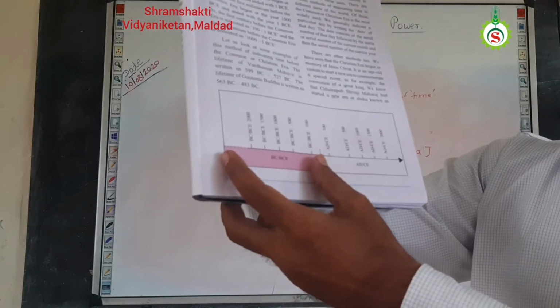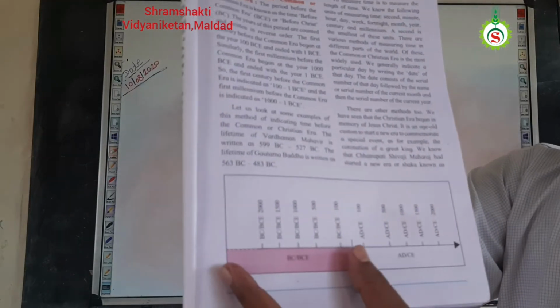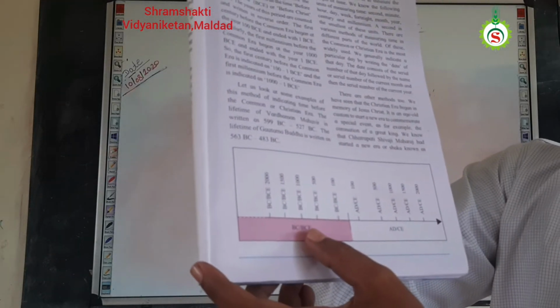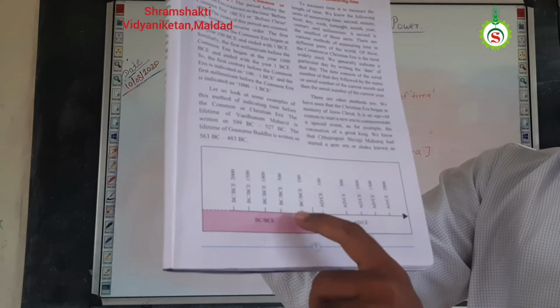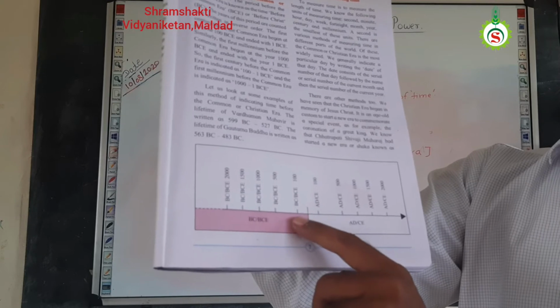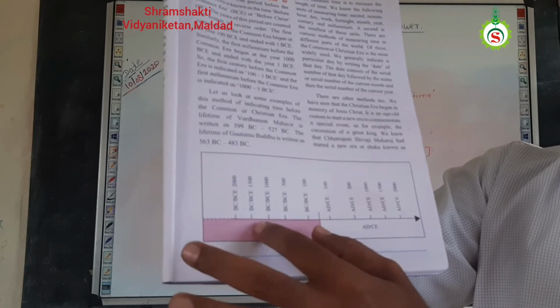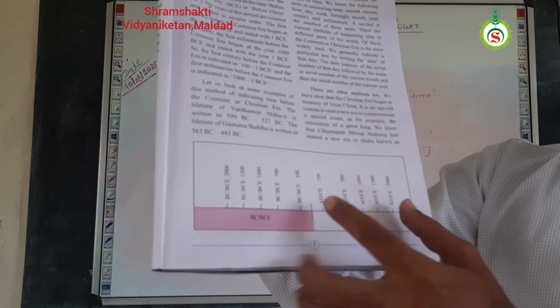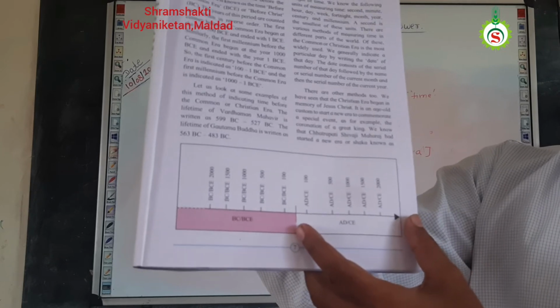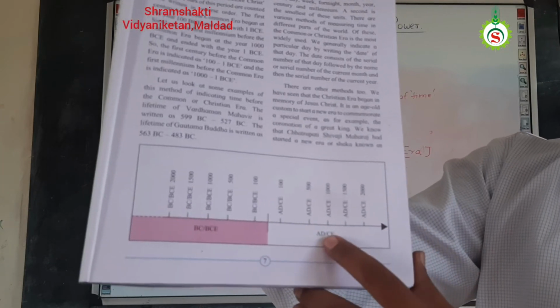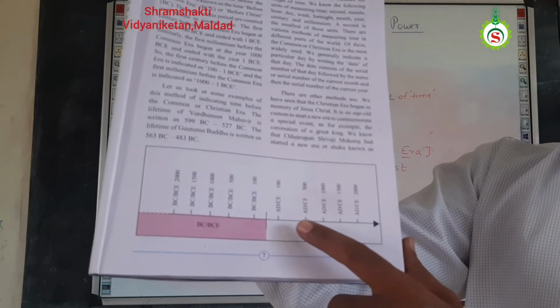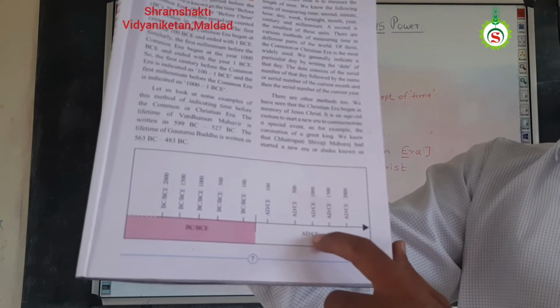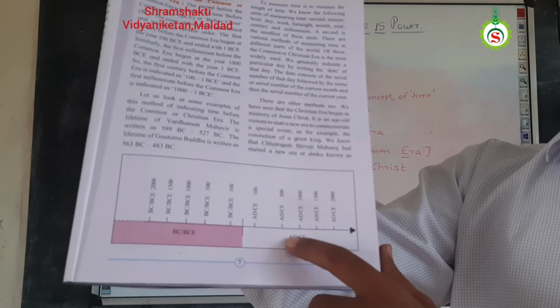So, the portion which is given in the pink color is the era which is before the common era, or before the death of Jesus Christ. So it is called BC or BCE. And the portion which is given by the white color is after the death of Jesus Christ. So it is AD or CE. Okay, common era or anno domini.